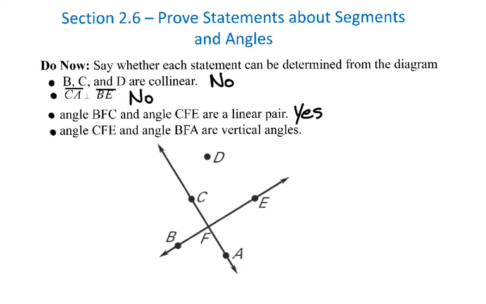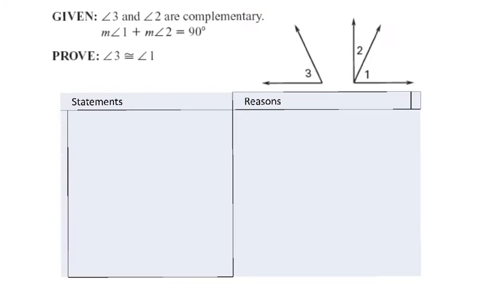And then angle CFE, this one right here, and BFA, this right here, are vertical angles. Yes, that can be assumed because that meets the definition of vertical angles. Okay, so let's get started with our proofs in this section.